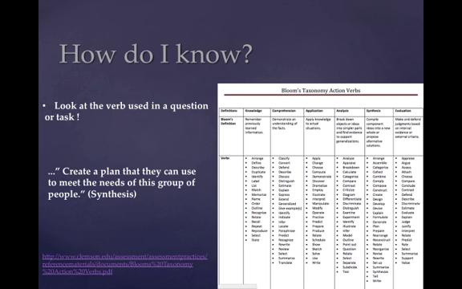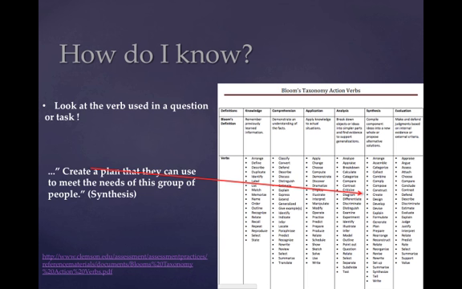But for example, if we go back to our previous synthesis example, it says create a plan that they can use to meet the needs of this group of people. Once again, we're talking about the Senior Citizen Center wanting to help these immigrant groups, right? All right. Well, the word there is create. The verb there is create. If we look at the chart, we see that create is a synthesis verb. That tells us what's going on.